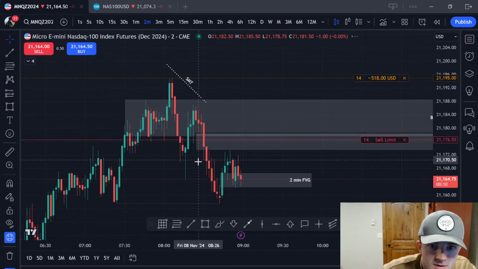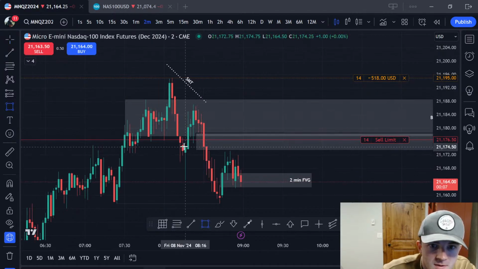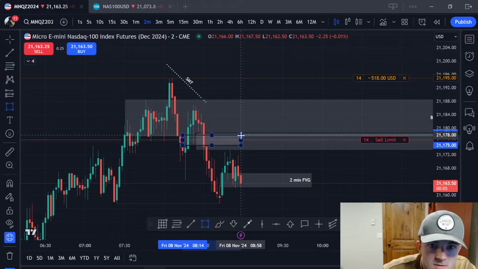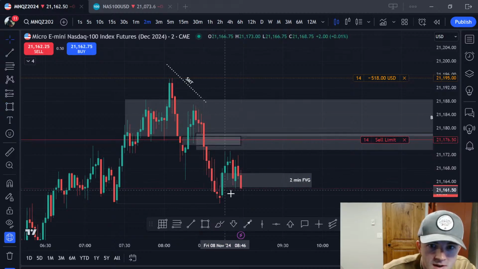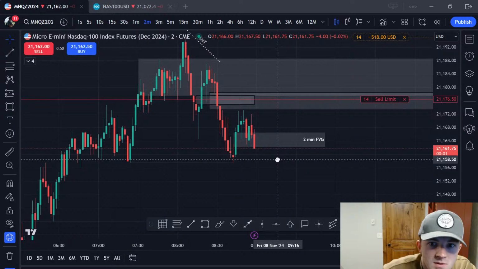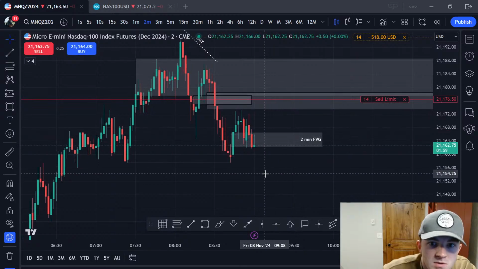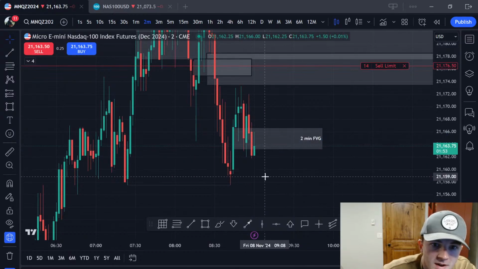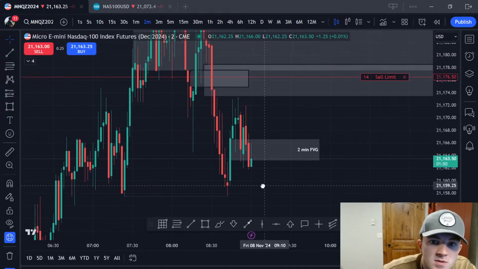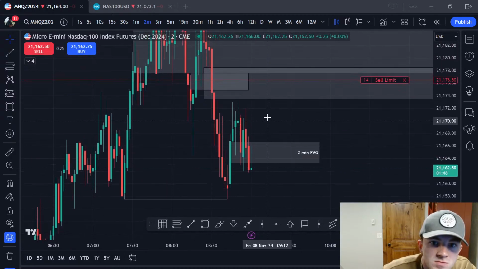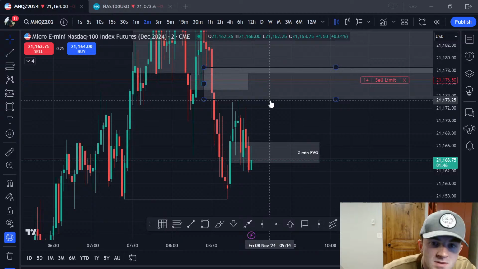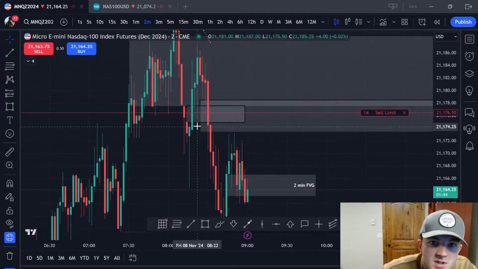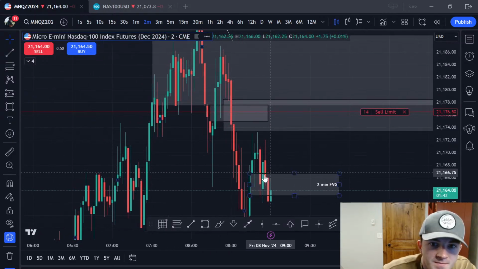This was a good inverse right here. That was a good inverse fair value gap. Did we just close below? We closed below that fair value gap, but we left equal highs. But look at this inverse fair value gap.